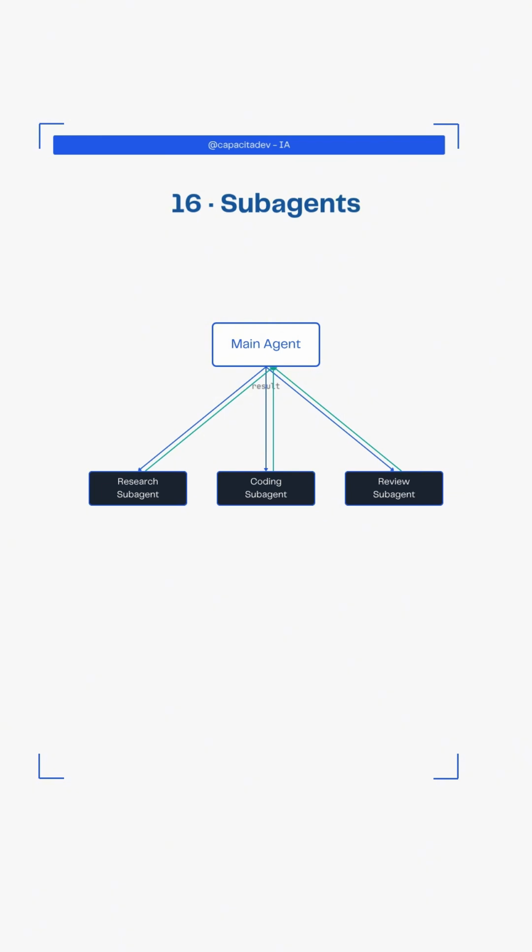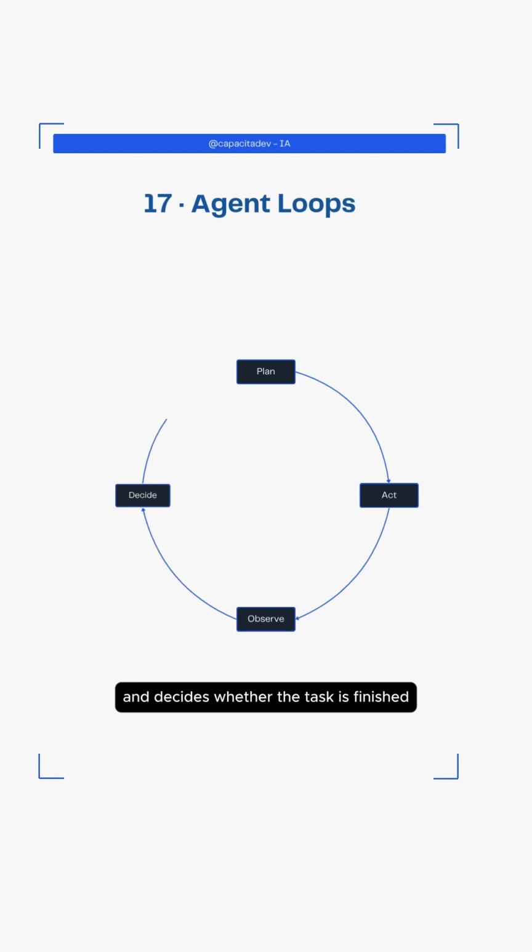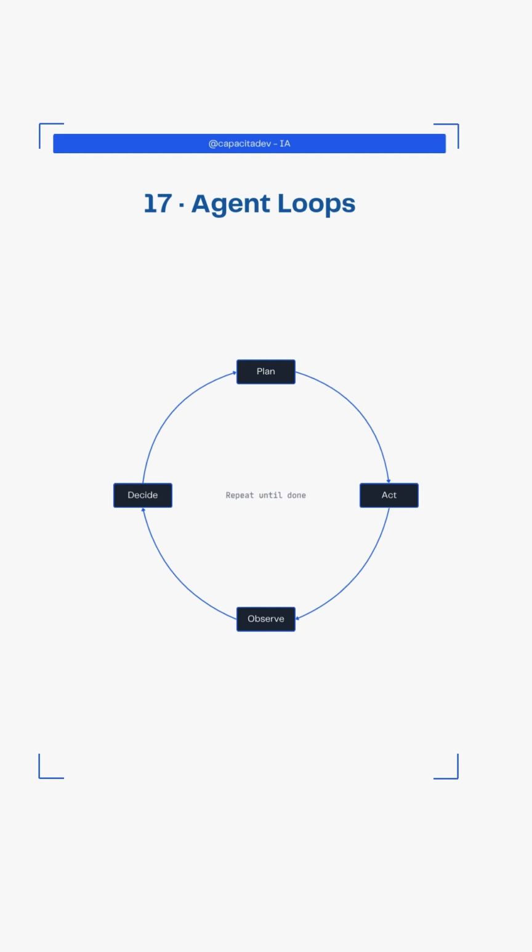An agent loop is the repeating cycle an agent runs through to complete a task. It plans what to do next, takes an action, observes the result of that action, and decides whether the task is finished or it needs to loop again. This keeps going until the goal is actually met. Picture an agent trying to fix a failing test. It plans a fix, edits the code, runs the test, sees it still fails, and loops back to try again. That loop, plan, act, observe, decide, is the engine behind almost every autonomous agent.